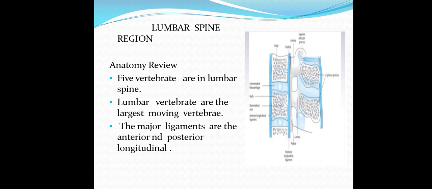This lumbar spine anatomy review: five vertebrae are in the lumbar spine. Lumbar vertebrae are the largest moving vertebrae. The major ligaments are the anterior and posterior longitudinal ligaments.